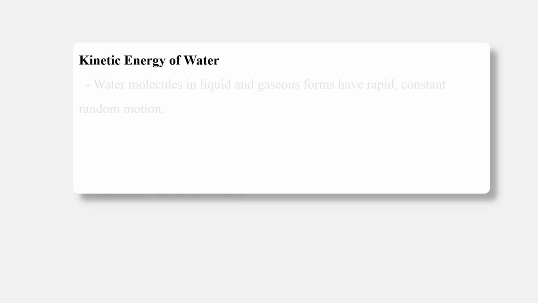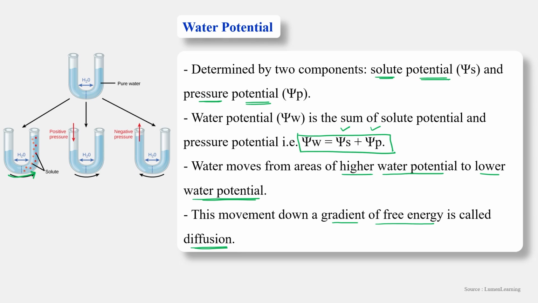Now, if we allow pressure in one direction, then water moves from the area of high pressure to the area of low pressure. This is known as positive pressure. If we put pressure on the water, and if we release the pressure in this direction, that is known as negative pressure. That time water moves from no pressure to negative pressure.